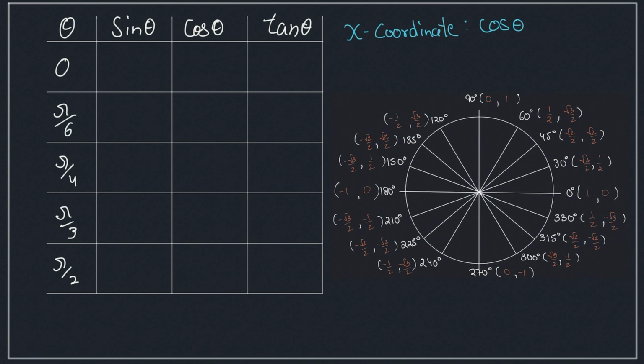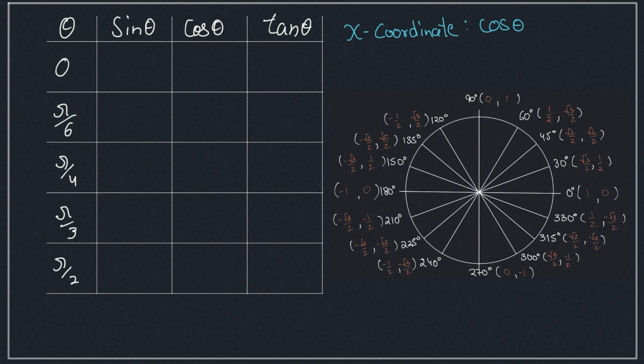Sine of pi by 6 or 30 degrees is 1/2, whereas cosine of 30 degrees is root 3/2. Sine of 45 degrees and cosine of 45 degrees are both root 2/2. Sine of pi over 3 is root 3/2, whereas cosine of pi over 3 is 1/2. Sine of pi by 2 is 1 and cosine of pi by 2 is 0.